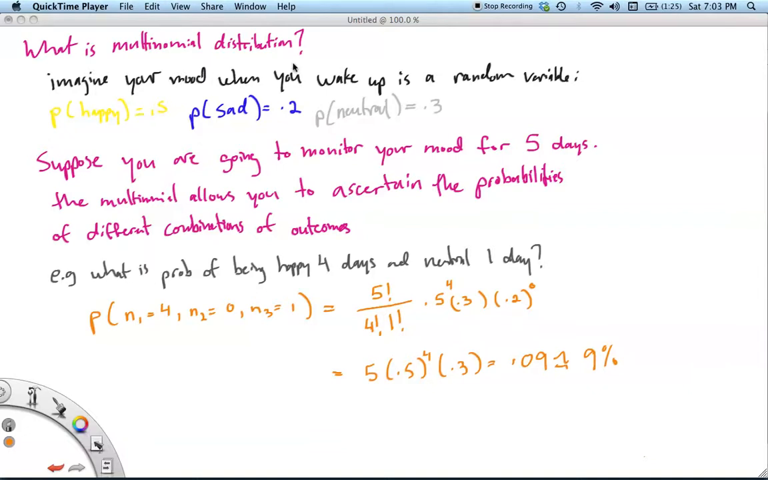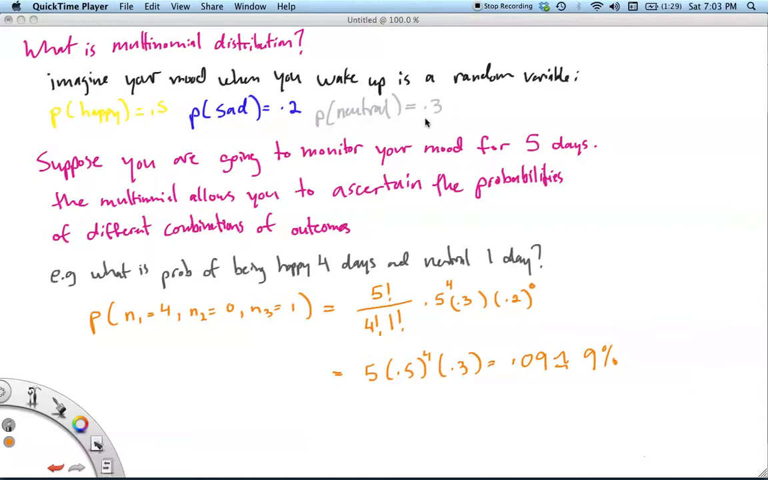Okay, so what kind of situation could we be talking about here? Let's imagine that your mood when you wake up on a given day is a random variable, and suppose that there's independence from day to day. Of course, we know that this isn't necessarily the case, but just humor me and let's pretend that this has some kind of correspondence with reality. Let's say that there's a 0.5 probability that you wake up happy, a 0.2 probability that you wake up sad, and a 0.3 probability that you wake up feeling neutral.